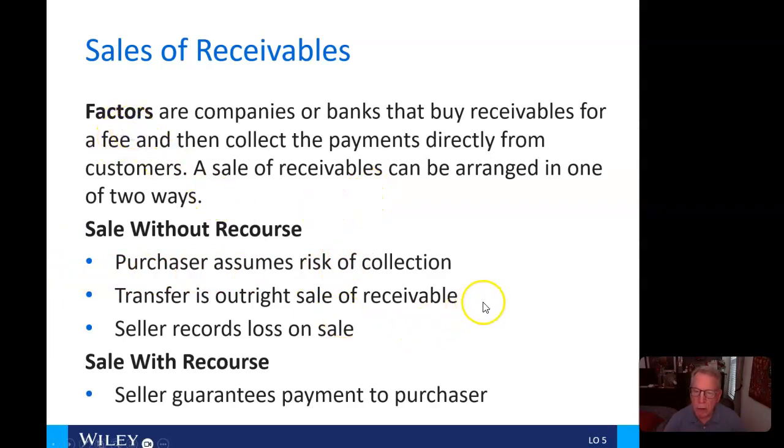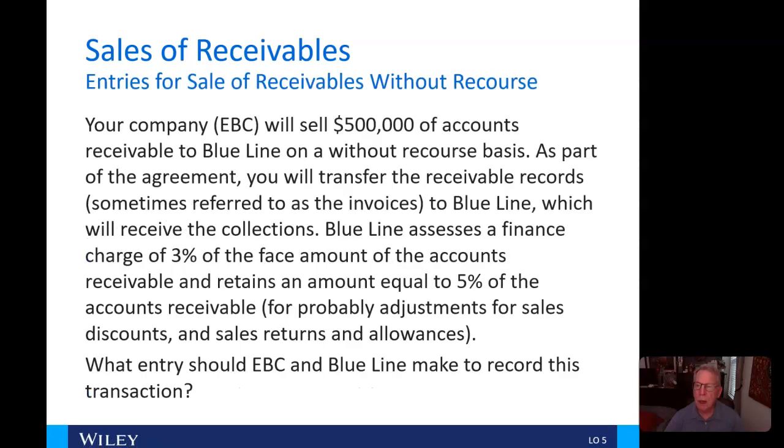The transfer is the outright sale of those receivables. The seller records a loss on that sale. But with recourse, the seller just guarantees the payment to the factor. Okay, let's look at an example here. The company EBC will sell $500,000 of accounts receivable to Blue Line on a without recourse basis.